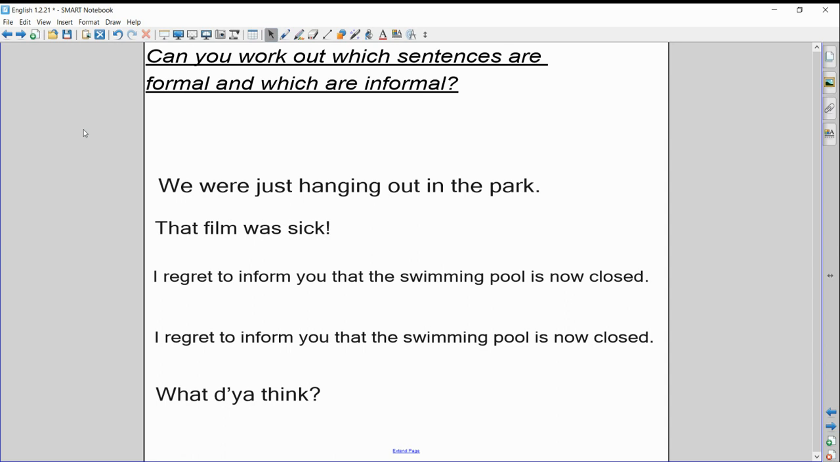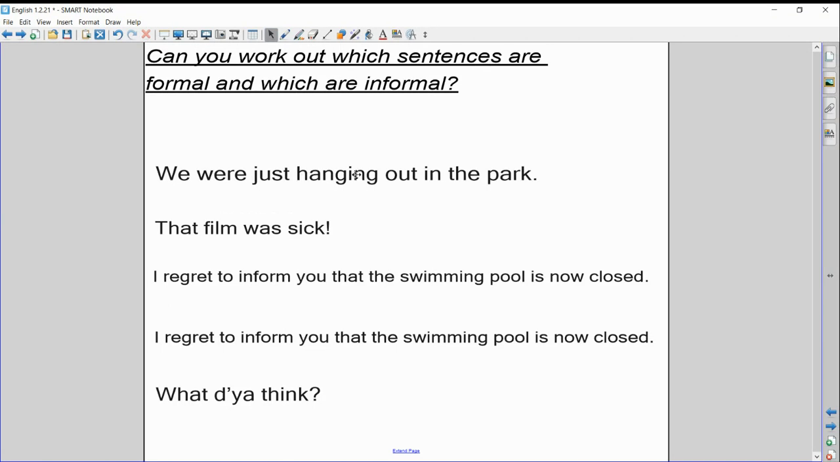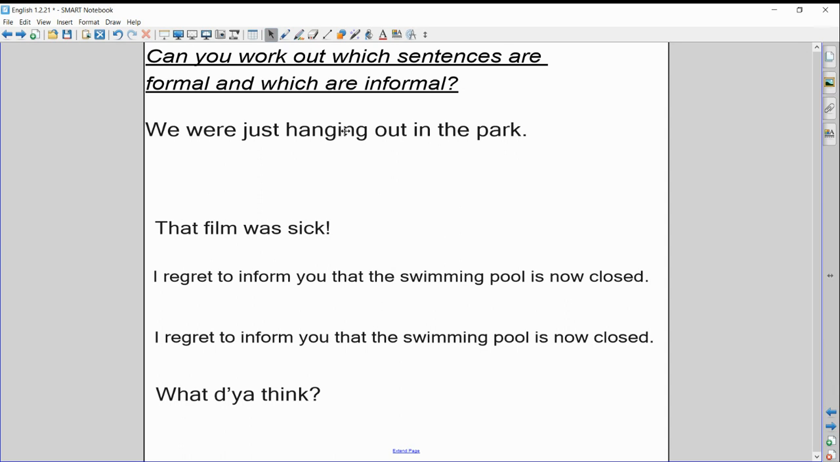So, we were just hanging out in the park. Is that something you're likely to say to Mr. Thompson or a friend, or mums and dads? For those of you who said informal, you'll be right. That film was sick. There's a word we've already mentioned just before. That film was sick. Definitely an informal way of writing.